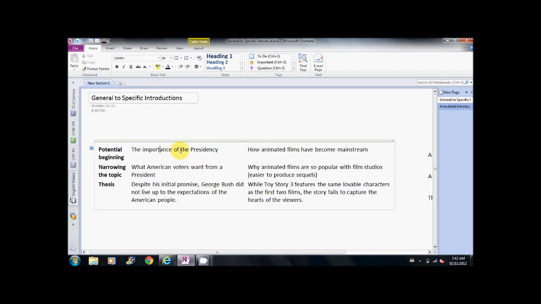In this example, however, I've chosen to begin with the topic of the presidency. This allows me to prepare the reader for that eventual discussion of George Bush. It also leads effectively into the narrowing of that topic down to perhaps what American voters want from a president. Now, it's important to note here too that with these examples, clearly I need to add more connecting sentences. I need to create a sense of flow that moves the reader from that discussion of the presidency to what American voters want from a president, and eventually to George Bush.